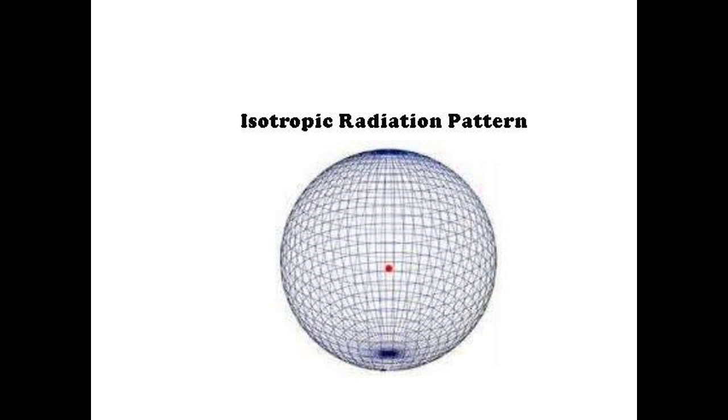The simplest antenna is called an isotropic antenna. An isotropic antenna is an antenna which emits equally in all directions. So as expected, in every direction it will have the same radiation pattern. If plotted in three dimensions, it would look like a sphere.